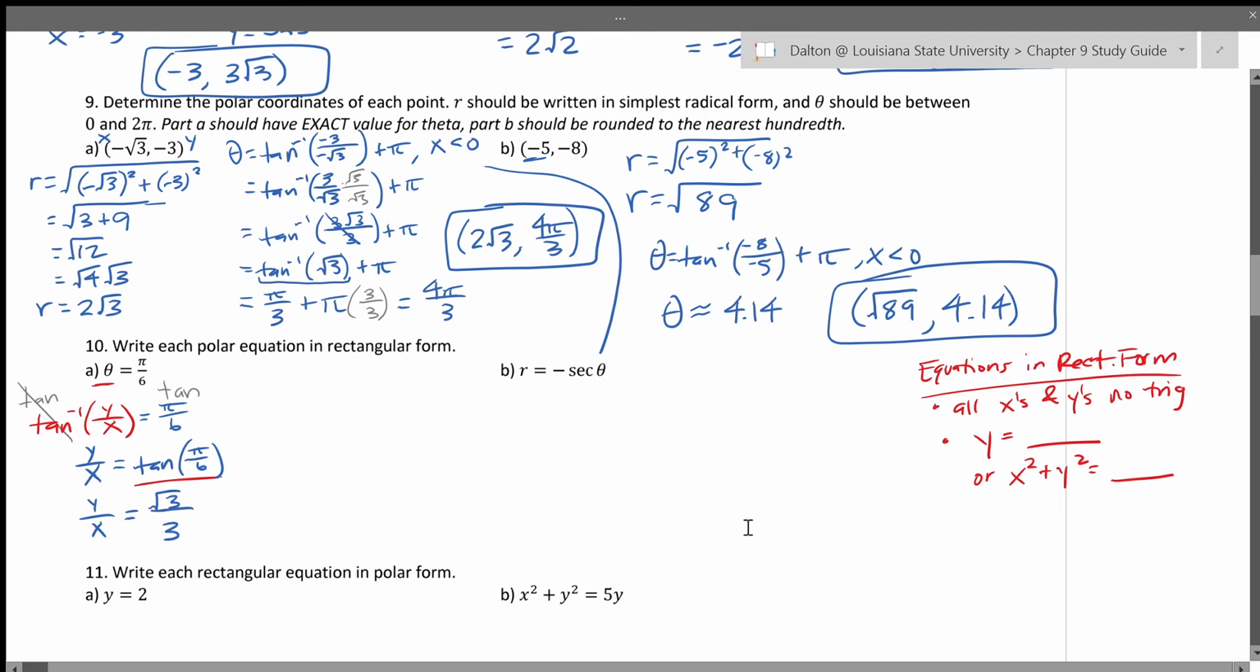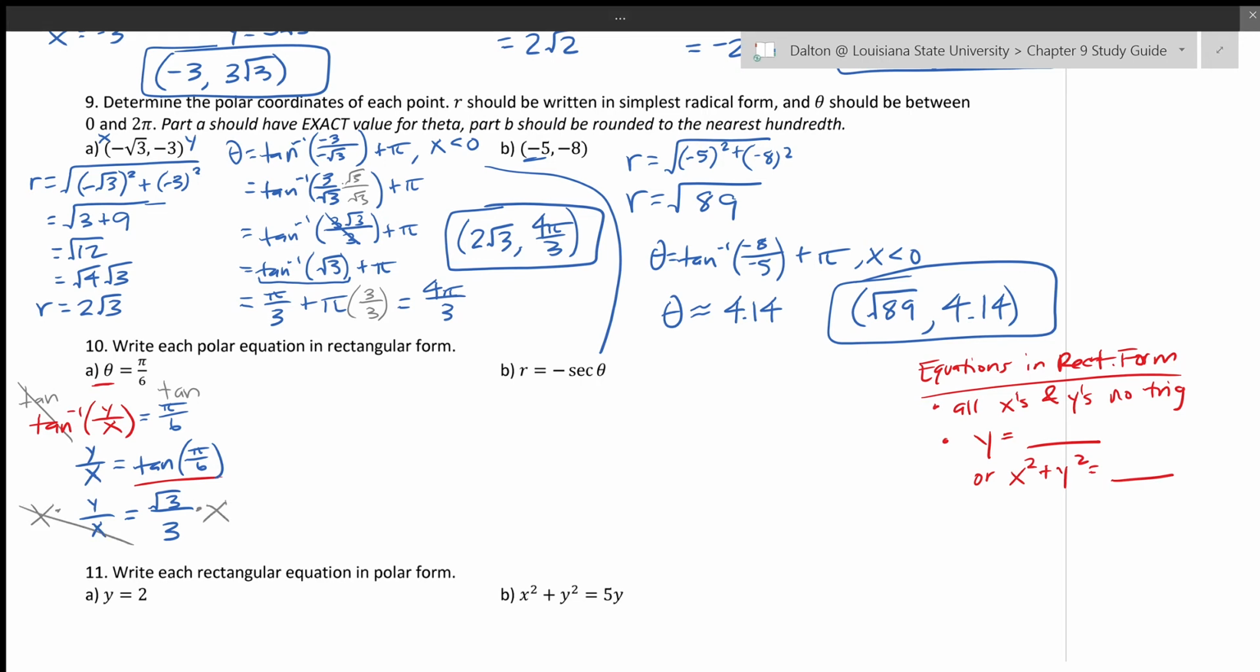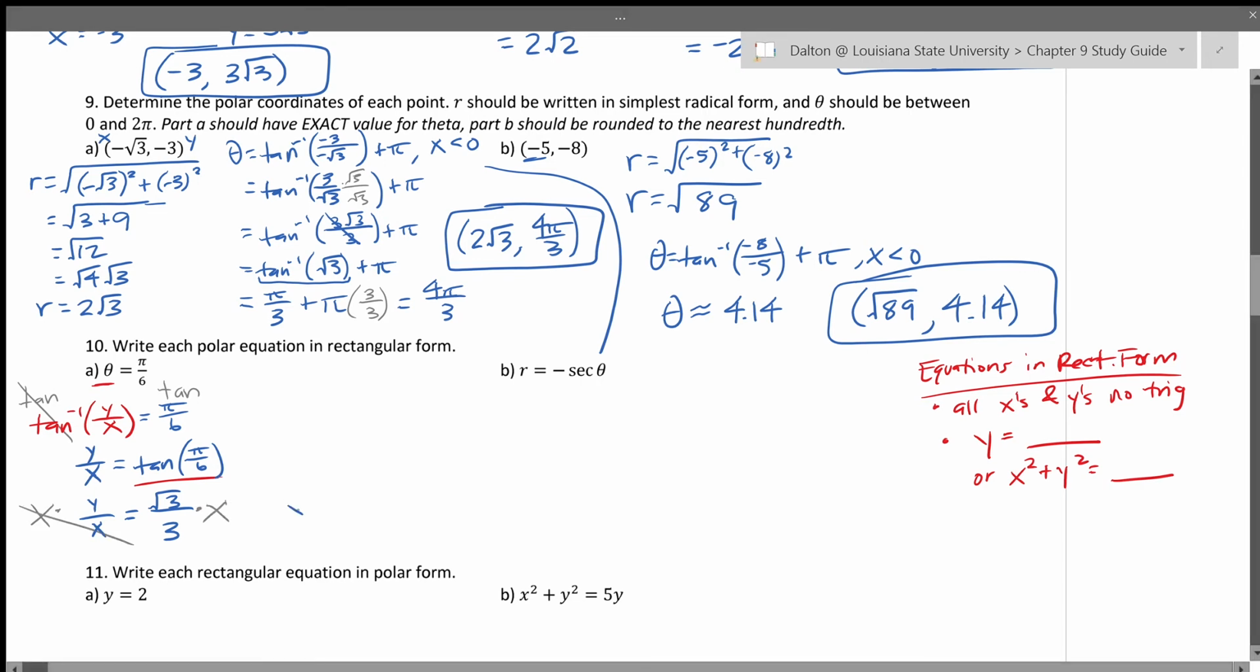And then typically we want it in the rectangular form of y equals something. So the very last thing that we want to do is multiply both sides by x. In doing so, we'll get our final answer, y equals the square root of 3 over 3 times x, which you could rewrite as x times square root of 3 over 3. That's another option as well.